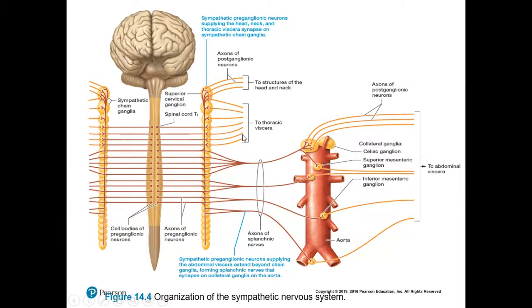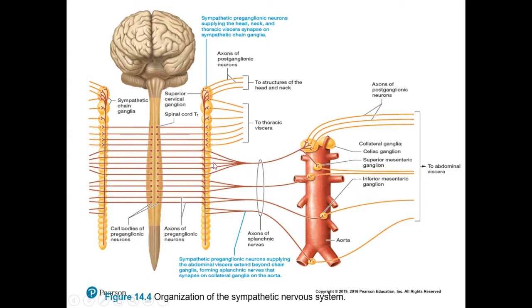Okay, so what we're looking at here is the divisions in terms of functionalities, right? For example, the structures of the head and the neck that are sympathetic are going to have an origin on the superior cervical ganglion within the sympathetic chain, which is right there. These next ones, thoracic, and these next ganglia right here are going to control thoracic viscera or thoracic organs.